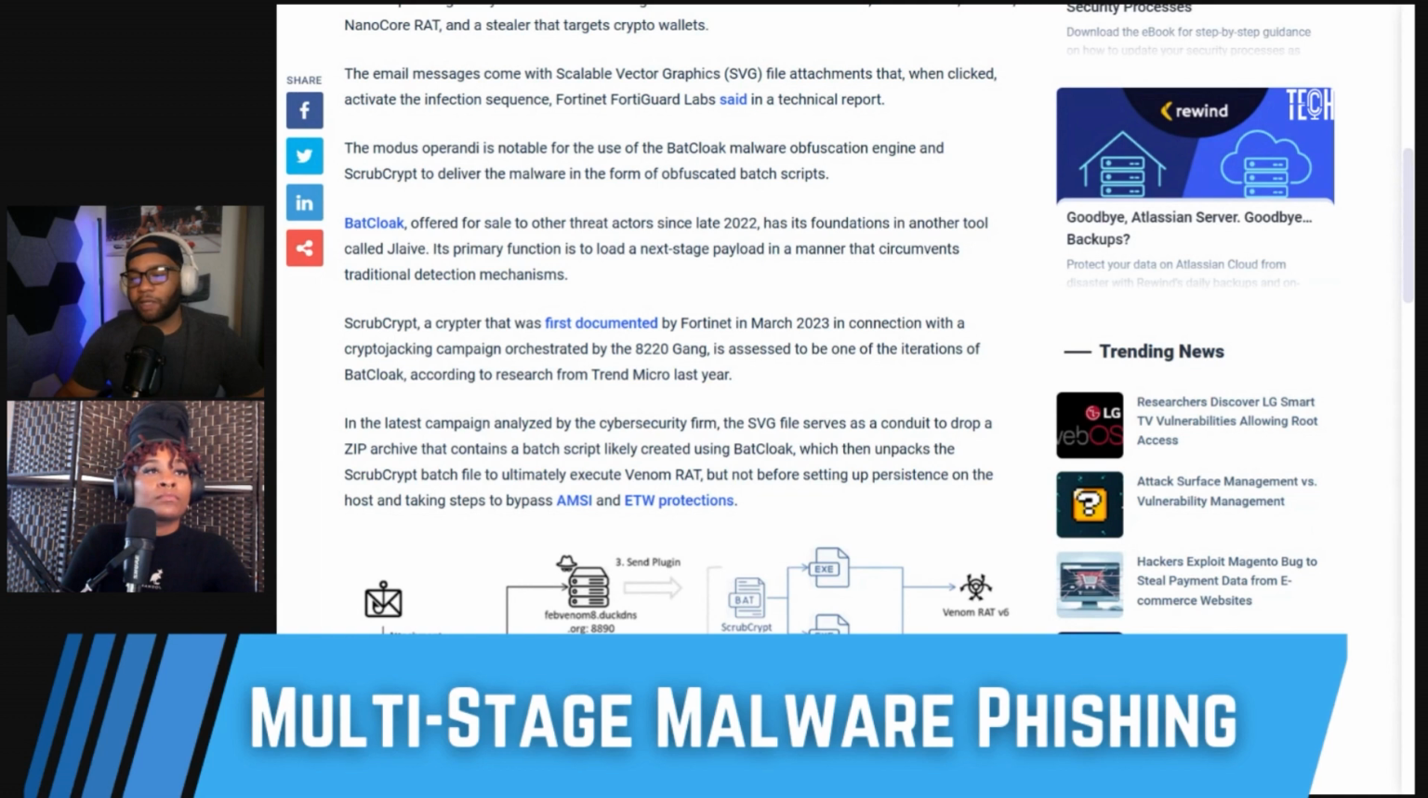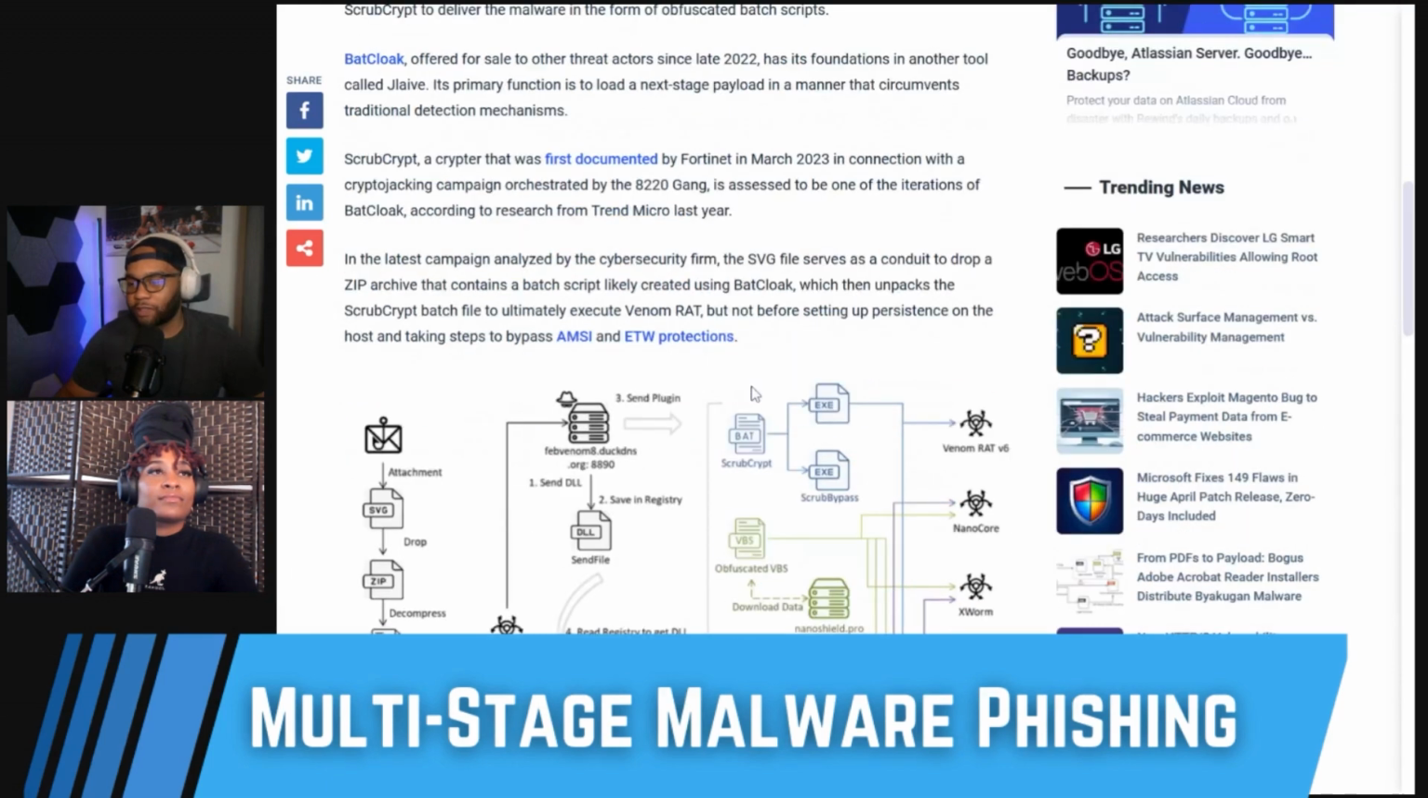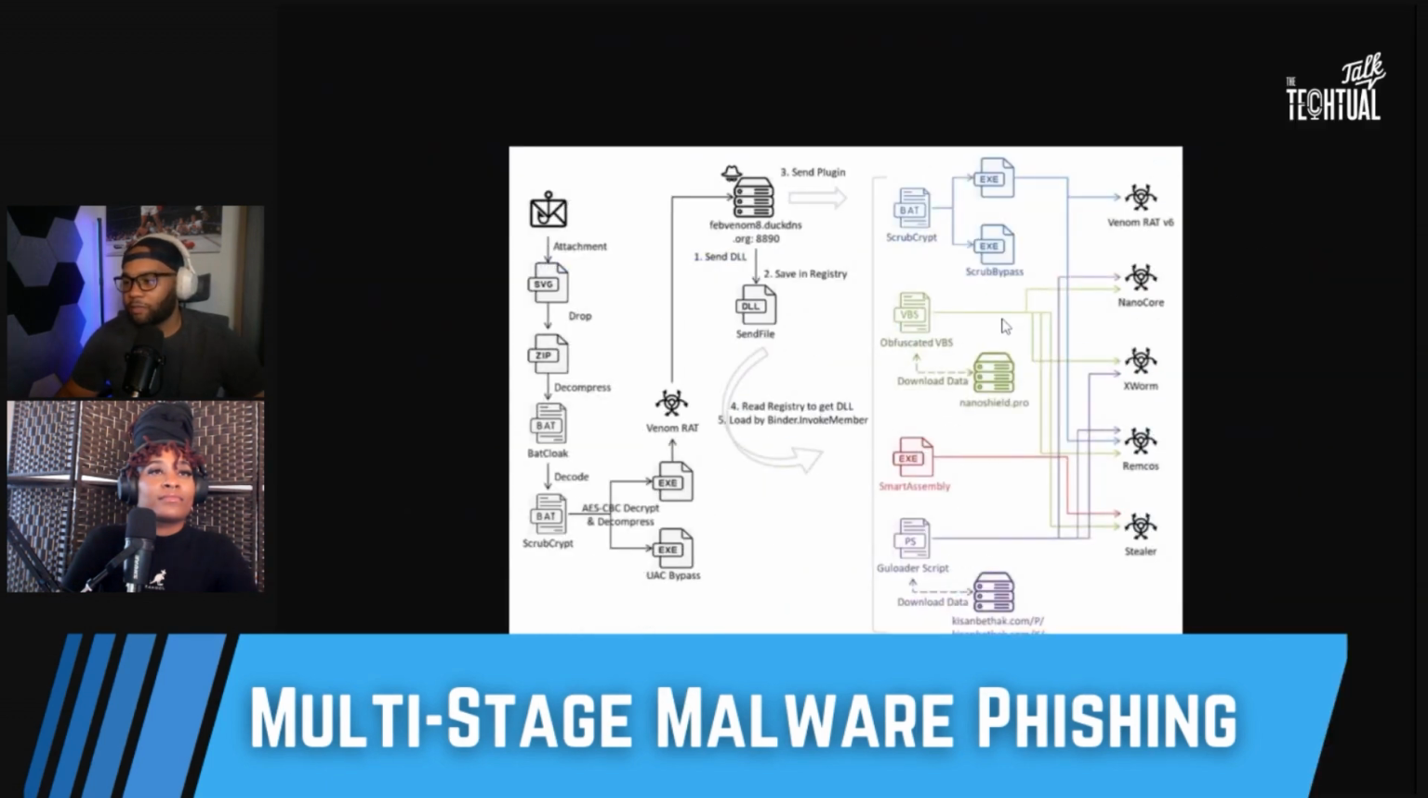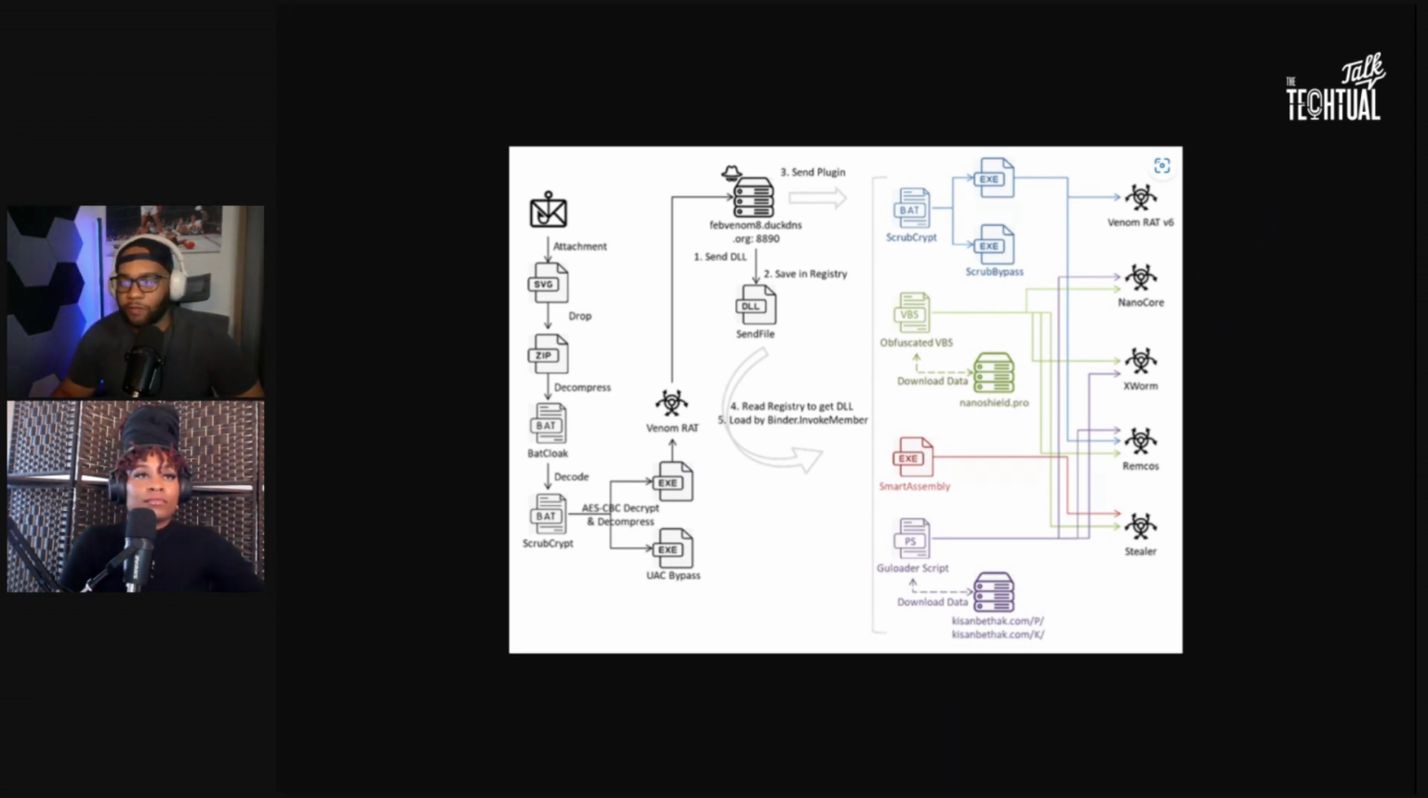So in the latest campaign analyzed by the cybersecurity firm, the SVG file serves as a conduit to drop a zip archive that contains a batch script, likely created using BatCloak, which then unpacks the ScrubCrypt batch file to ultimately execute Venom RAT, but not before setting up persistence on the host, taking steps to bypass AMSI and ETW protections. Let me see if we can make this bigger, and zoom in on this. Okay, this should be better for them.